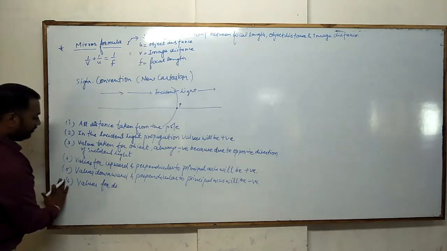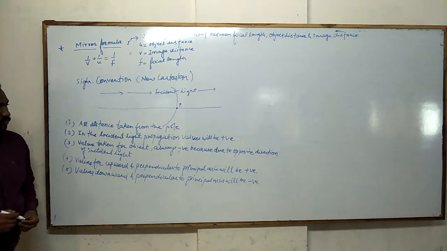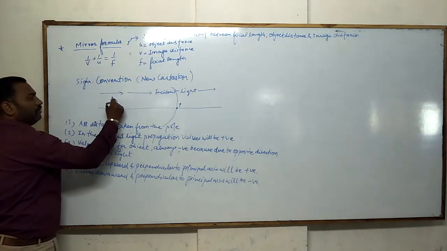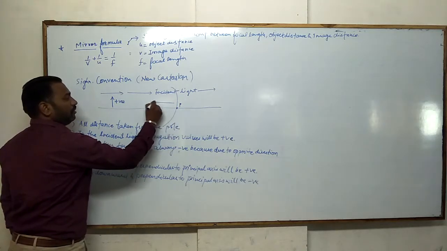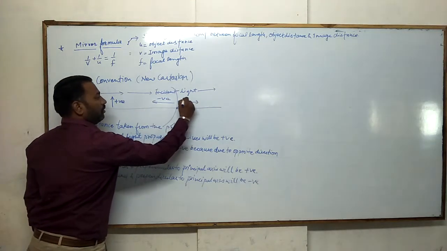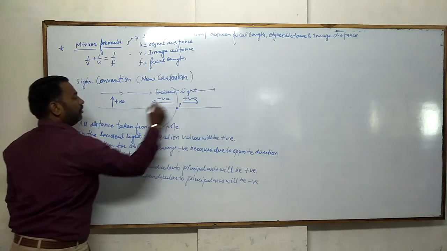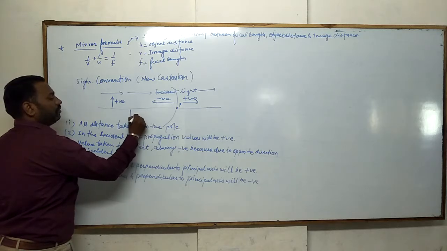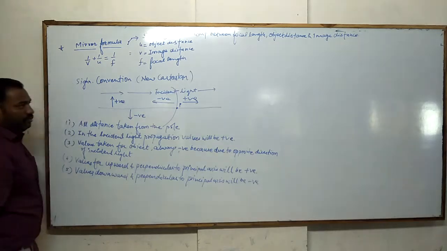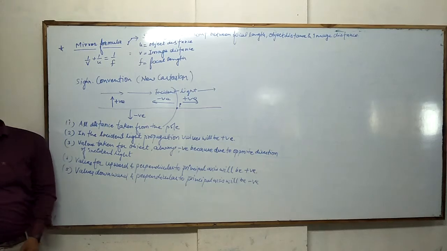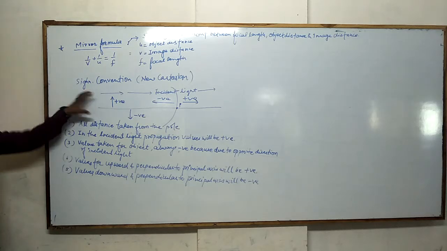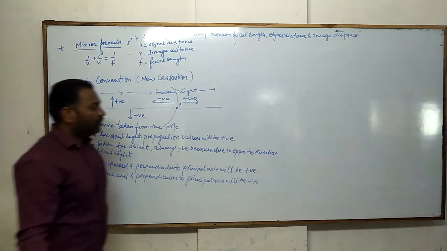Okay, so I think that is enough. Look at this: this is the new Cartesian sign convention system. It means how we categorize the values for the object distance, for the image distance, and for the focal length.